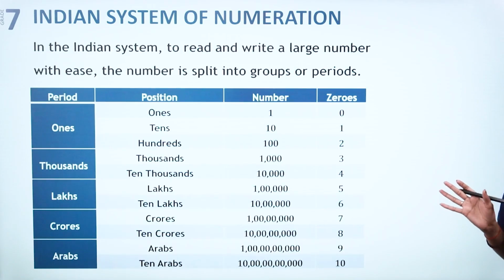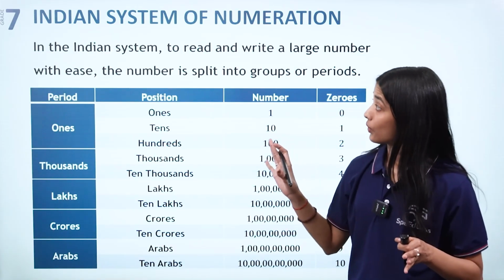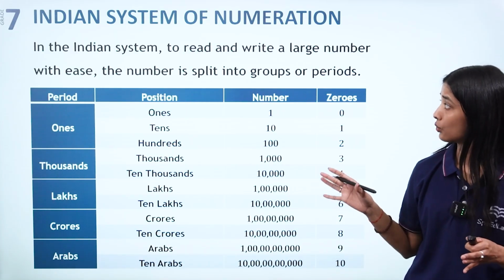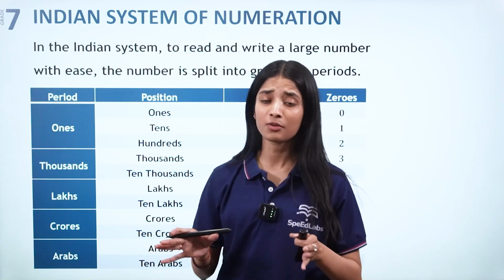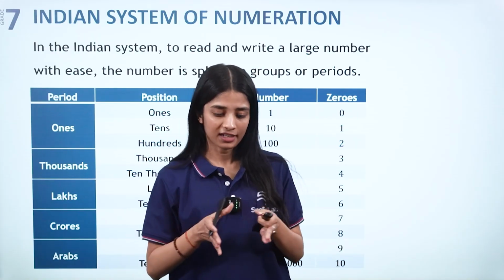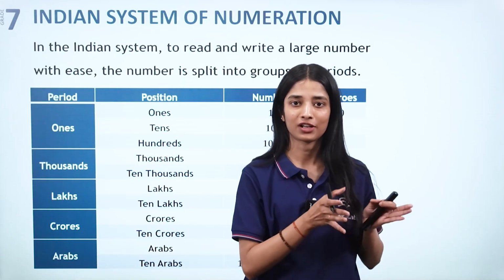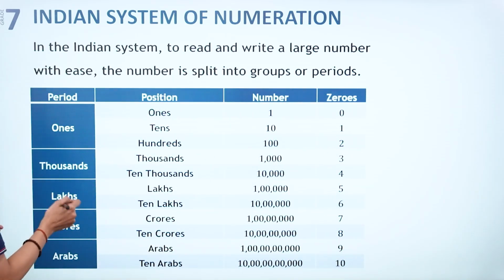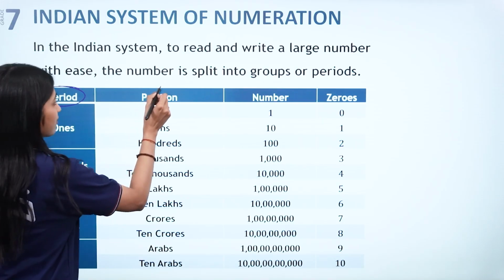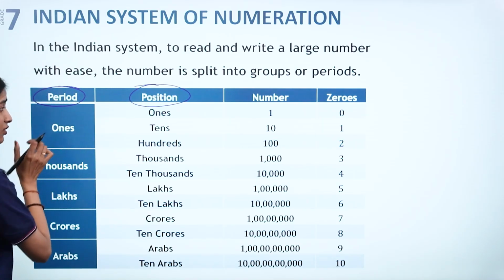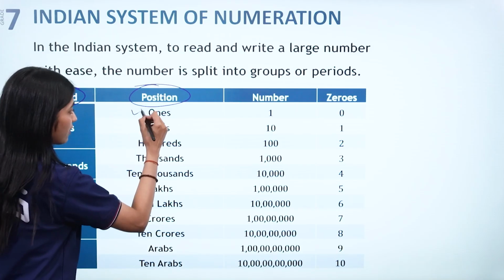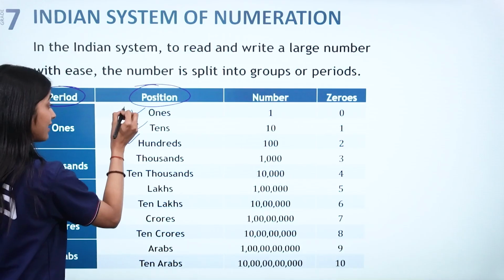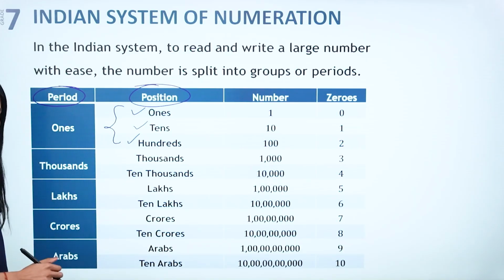It was very easy. The next thing is this one. In the Indian system, to read and write a large number with ease, the number is split into groups or periods. Since childhood, we have studied ones, tens, hundreds, thousands, ten thousands, lakh, ten lakh, crore, ten crore, and so on, right? But one thing that we have skipped every time is periods. When we talk about ones, tens, and hundreds, these are the positions of the number, and their period is ones.